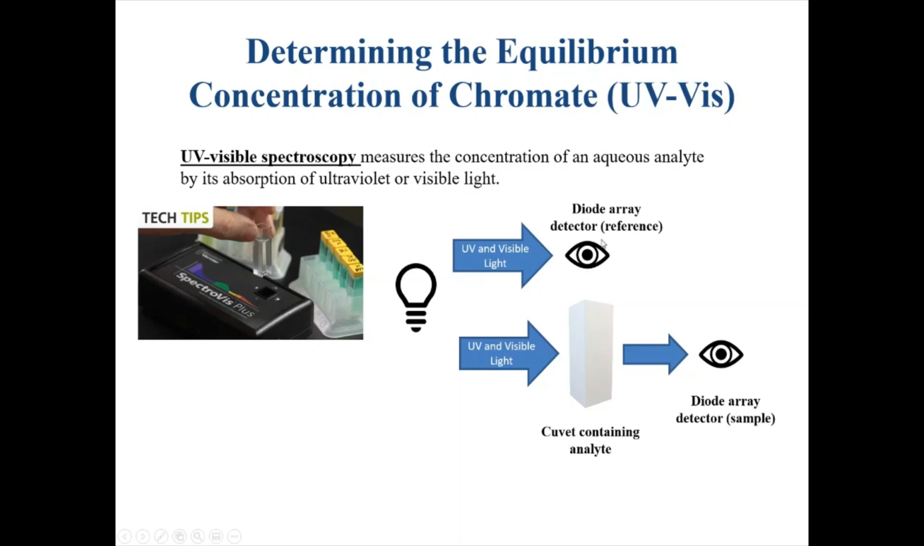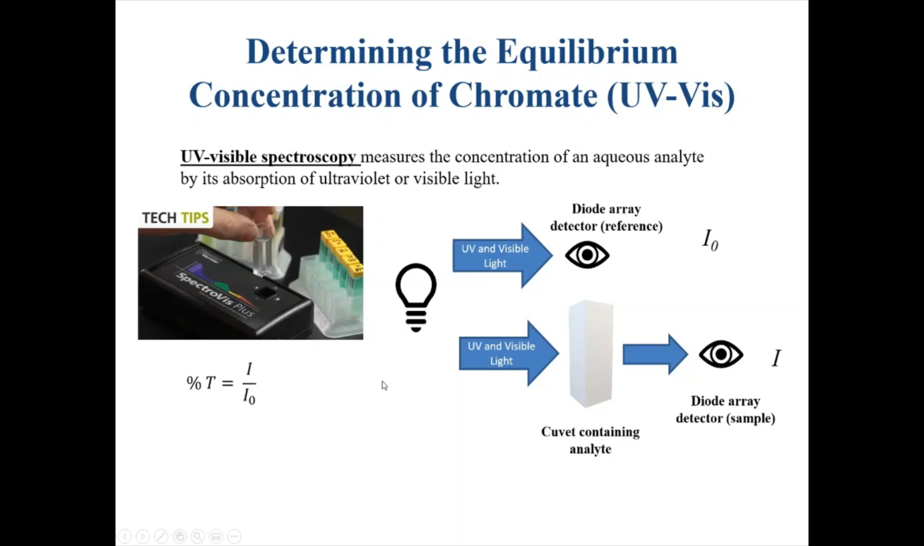The reason why we have a reference detector is to measure the output of the light. We have to know how much light this source is making. So that's what the diode array detector in the reference line does. In the sample line, we put our cuvette into the sample line, and this cuvette, which contains our sample, will absorb some of the light. So you'll notice that the light going in is a little bit more than the light coming out of the cuvette. This diode array is going to see some amount of light that's attenuated by the sample.